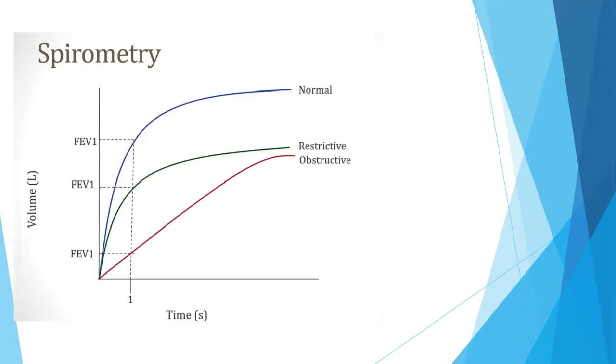So here, this is the normal spirometry curve, okay? And here you can see this is the restrictive pattern of spirometry curve, where you can see the FEV1 is decreased, and also here you can see the obstructive pattern of spirometry curve.